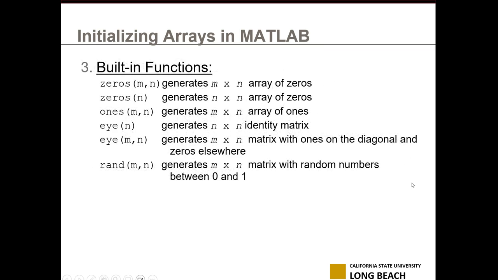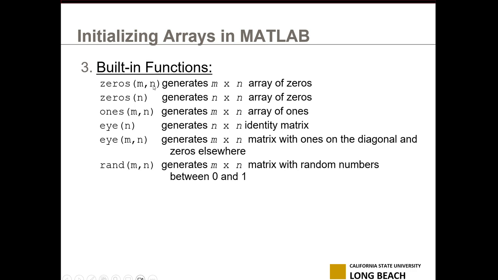MATLAB also gives you a lot of built-in functions for generating arrays quickly. Here's a few we can try: zeros, ones, eye, and rand. And many of these have two different options. For example, there's 2 lines for zeros here. The first line takes in 2 inputs, m and n.